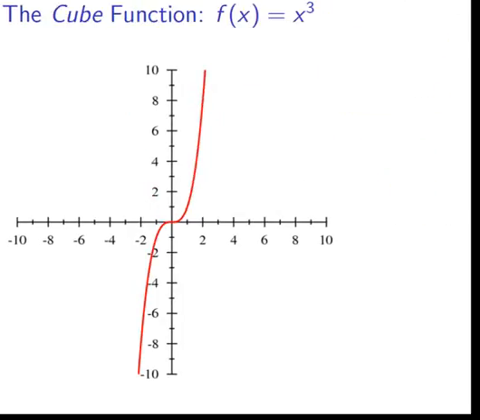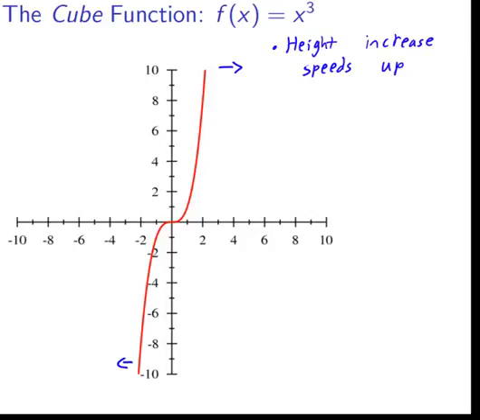This is the cube function. Similar to the square function, its height increase speeds up the farther we get out. In fact, its height increase is going to speed up even faster. When we get to 2 on x squared, we're only at an output of 4. But when we get to 2 on x cubed, we're at an output of 8, right? 2 times 2 times 2. So its height increase speeds up even faster than it does on x squared.